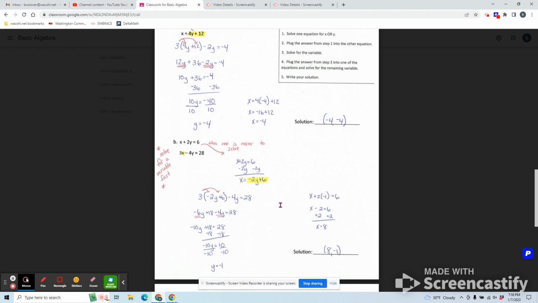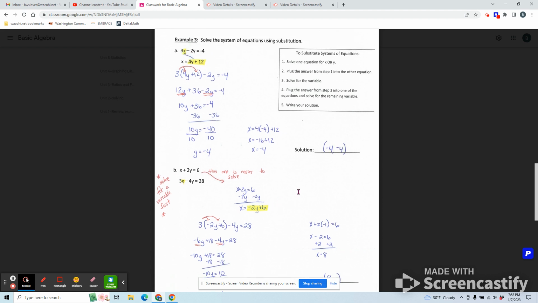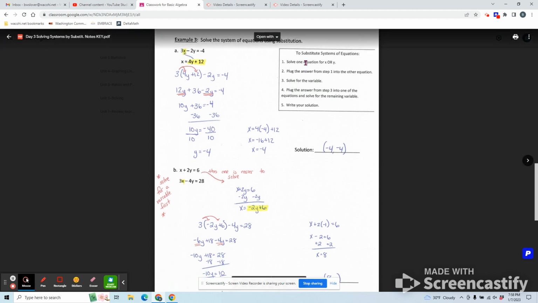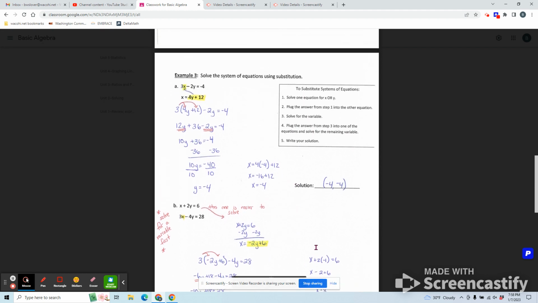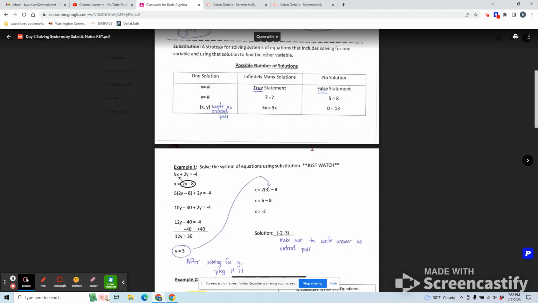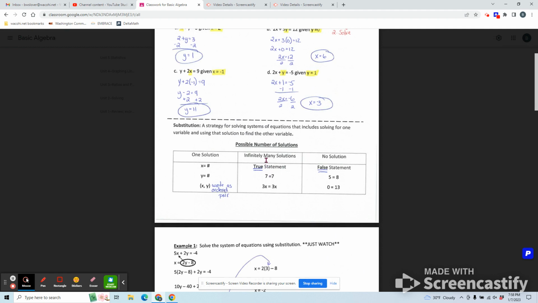If you have questions, make sure you stop in and let me know. Today we focused on substitution, solving a system of equations using substitution. Here are our 5 steps. You're going to do substitution twice most of the time. Everything that we did today came up with one solution. But remember, it doesn't always have to be like that. You could get a true statement, which means you have many solutions.